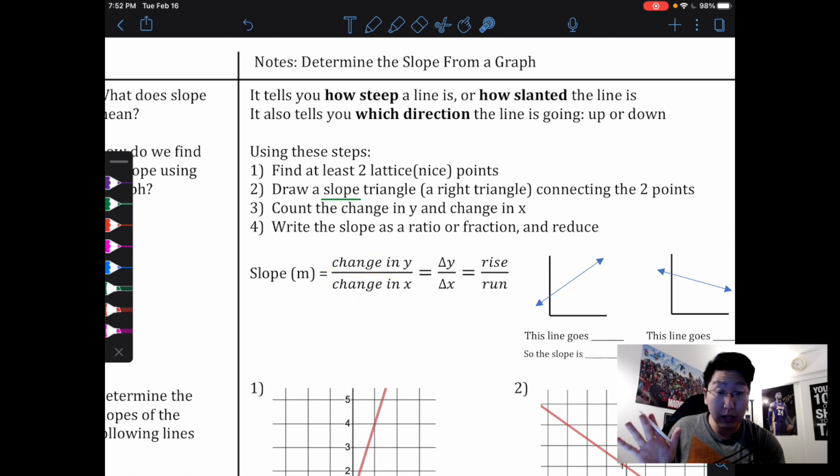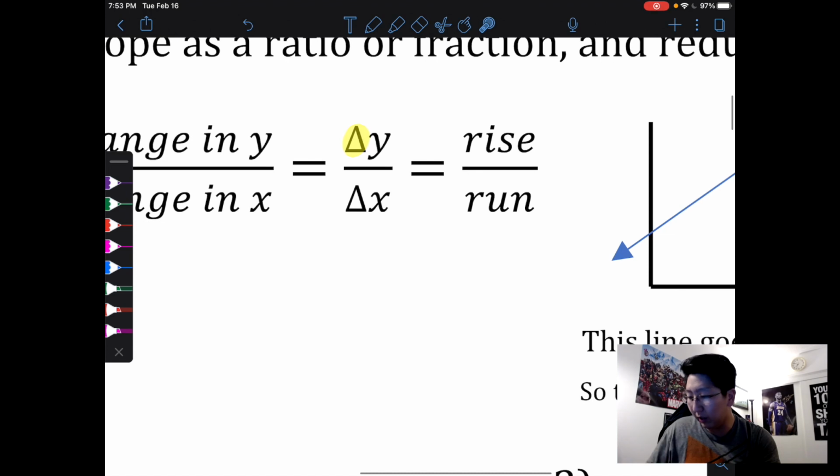Now, that might sound very confusing to you, but all it's saying is between the 2 points, the two lattice points that we find, how's it changing on the y-axis? Is it going up? Is it going down? By how many? And then how much is it changing on the x? And we're going to go ahead and use that. And this triangle is just saying how much is it changing? This means change in. So change in y over change in x.